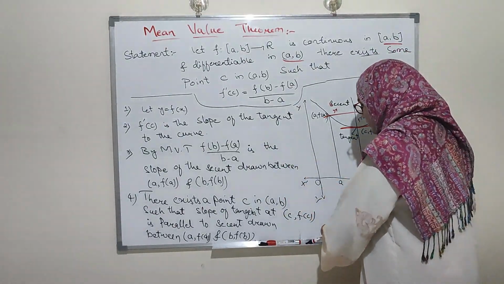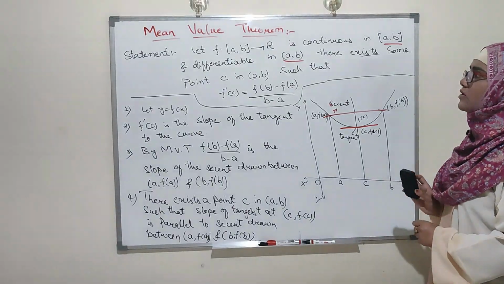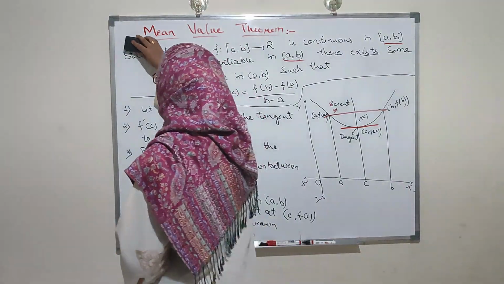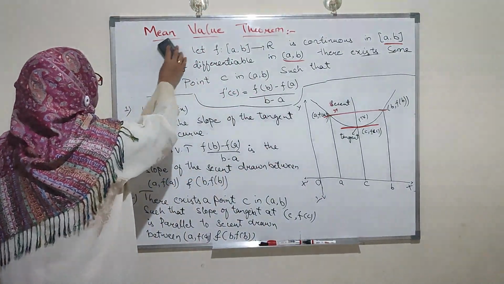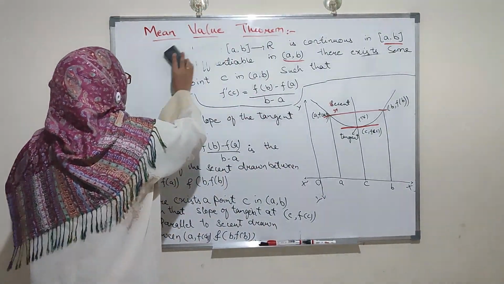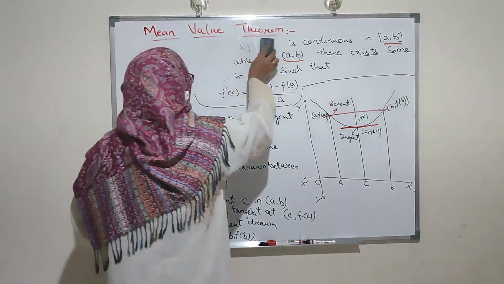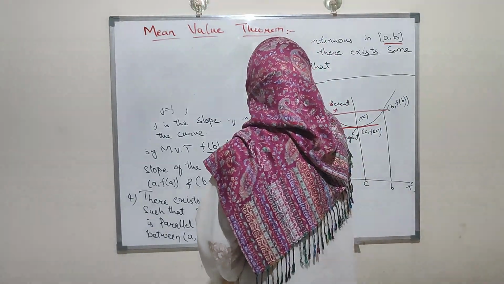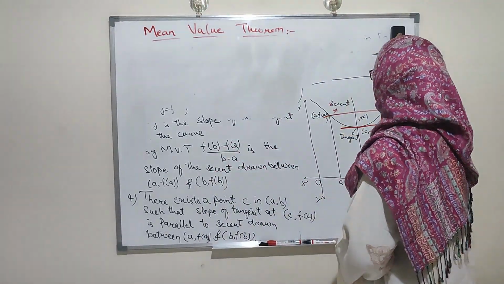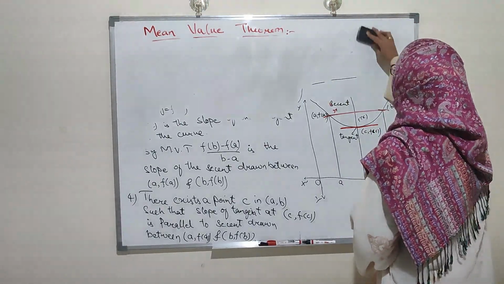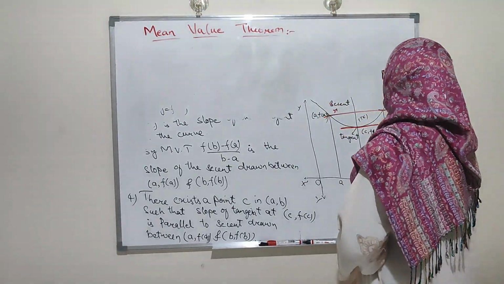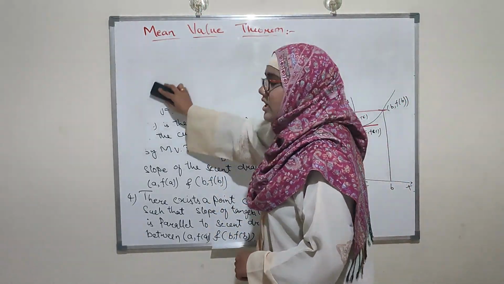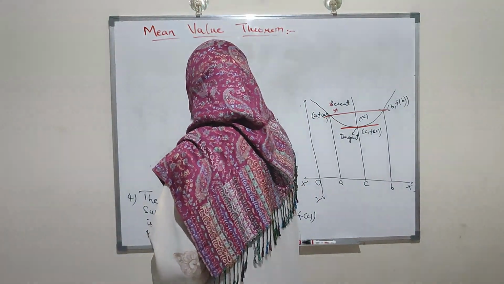So now take one example based on the mean value theorem. Now write down example. The mean value theorem is an extension of Rolle's theorem. In Rolle's theorem we find only f dash of c. In the mean value theorem f dash of c is equal to f of b minus f of a whole divided by b minus a. So write down one example.